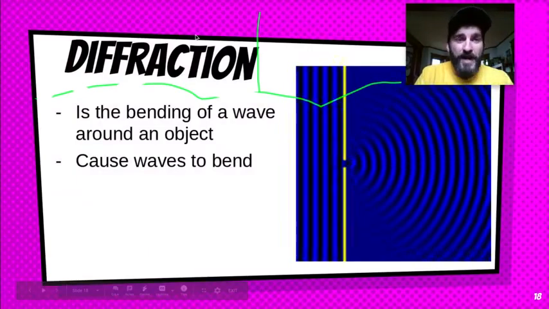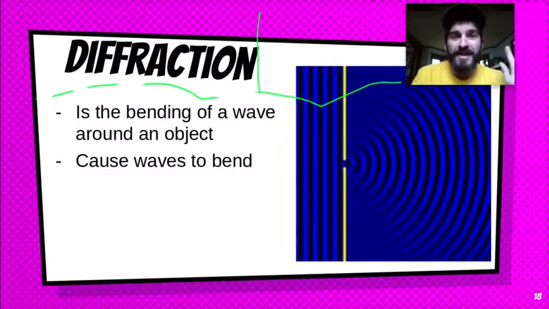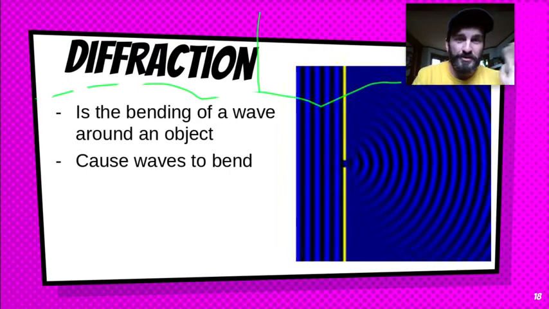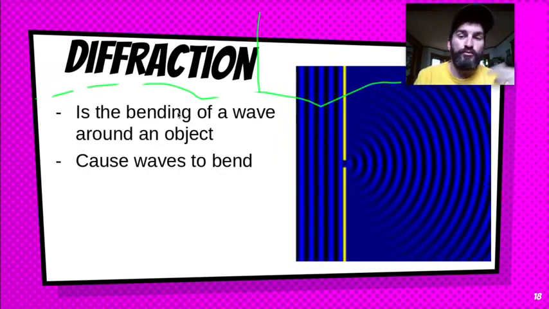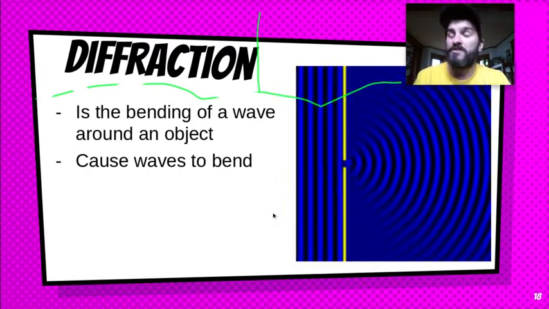Then we have diffraction, and I swear, guys, we're almost done. I know this is a lot. I'm very proud of all of you for sitting through this, taking good notes. I'm not going to do this very often, but it's a good skill to have. Diffraction is the bending of a wave around an object, causes waves to bend.